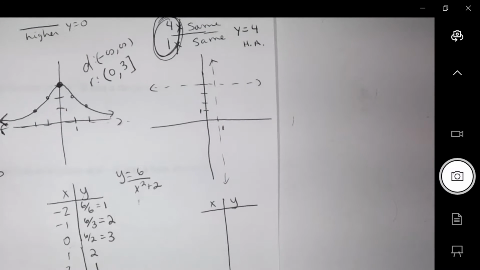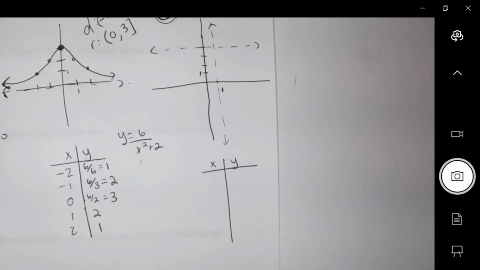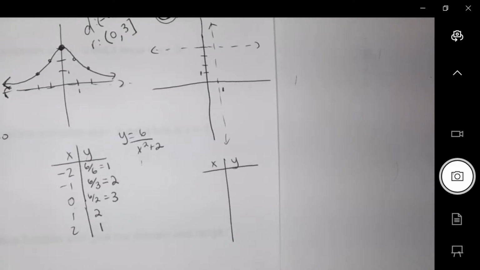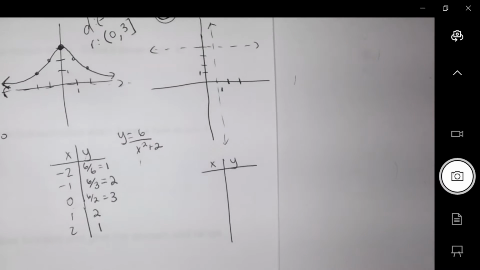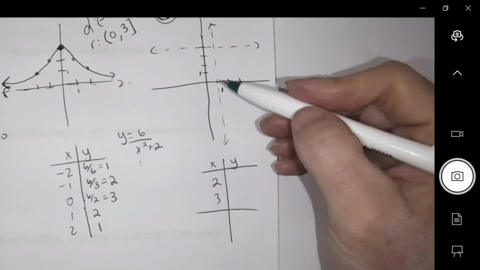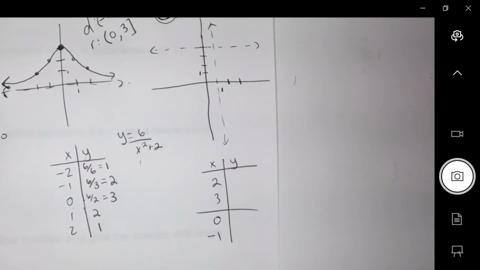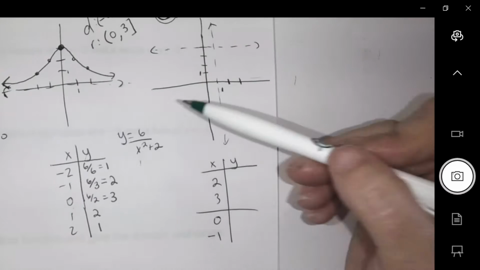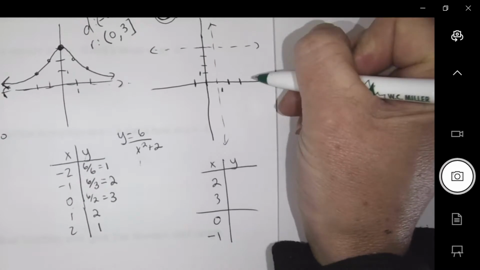Okay, when I go to plug in some x numbers, what are some good numbers to pick? How do you know where to start? What do you want to plug in? Probably 2 and 3 to be on that side, and probably 0 and -1 to be on that side. Okay, so I did 2 on that and 2 on that.